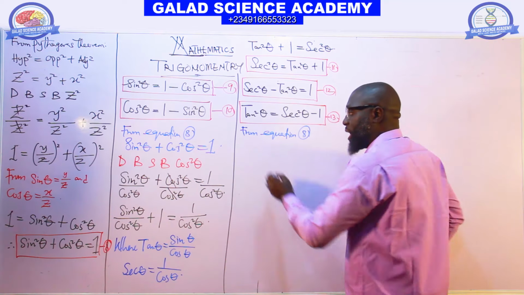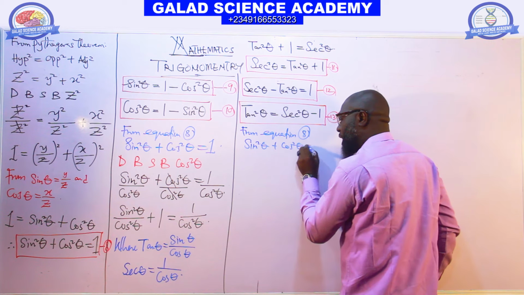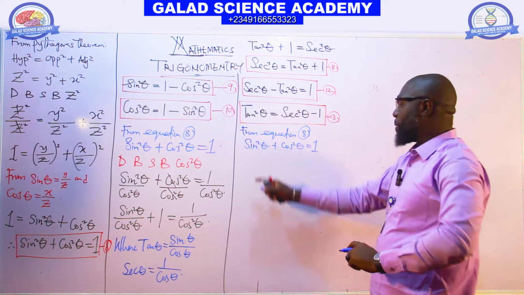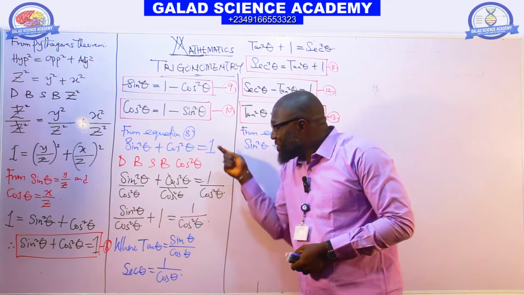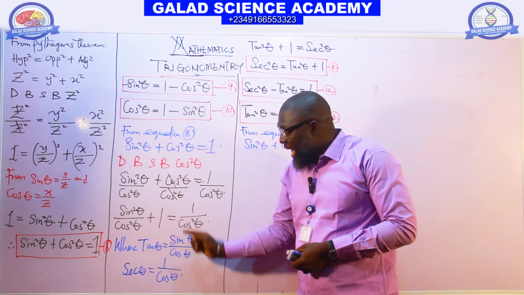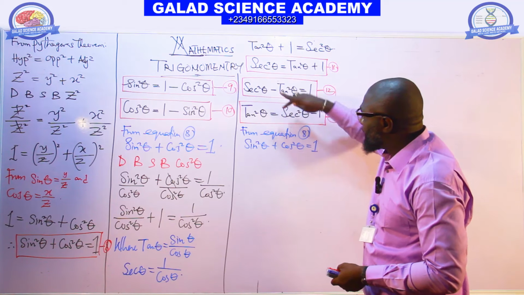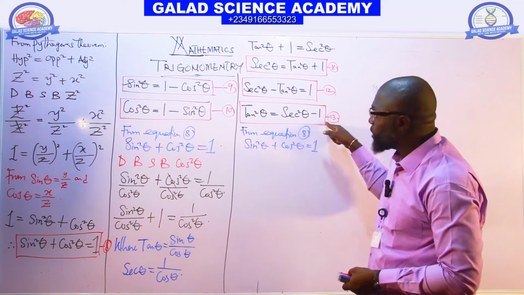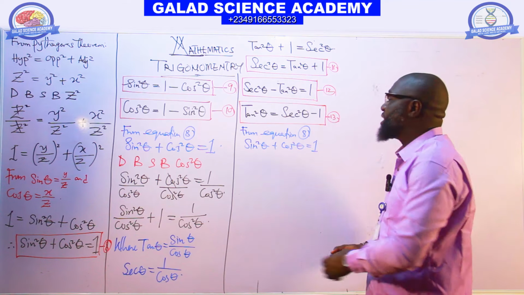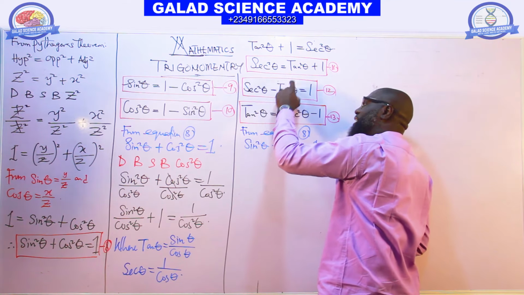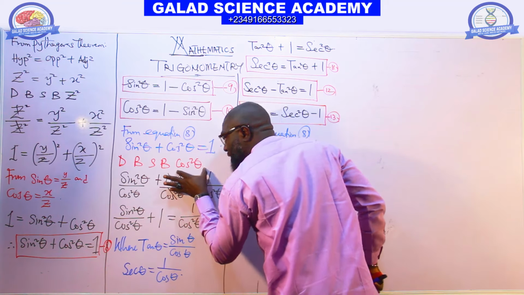What I did here, I will bring back sine square theta plus cos square theta equal to 1. You know the reason why I'm doing this? I'm done with all identity that if I divide this equation by cos square theta, what it can give us is tan square theta equal to sec square theta minus 1, or sec square theta equal to tan square theta plus 1, or sec square theta minus tan square theta equal to 1. So by dividing this equation by cos square theta, it will give us this three identity.